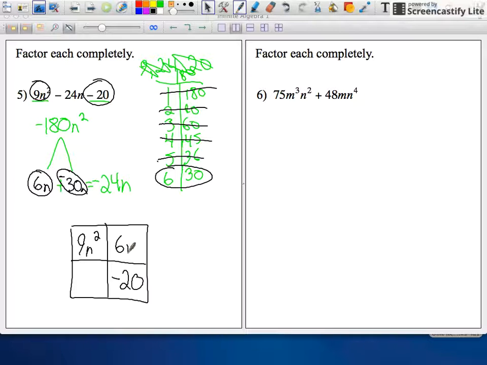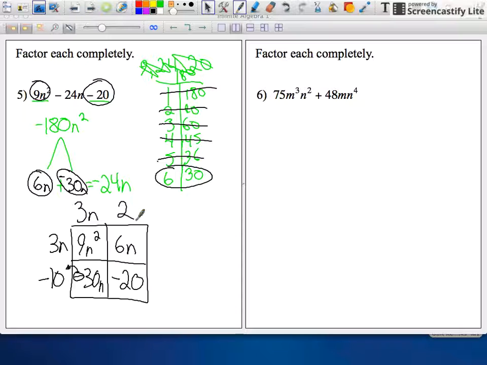My two pieces are 6n and negative 30n. Off my first row, I get 3n. Then I get a negative 10. 10 is the greatest number you can pull out of both of those. And because this is negative, it makes that negative. We get 3n here and a positive 2. Okay? 3n and a positive 2.